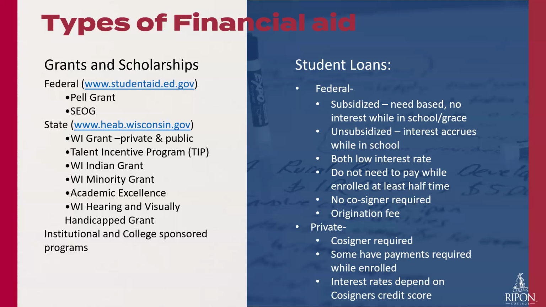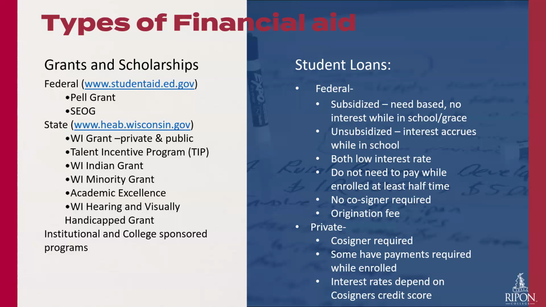The student is the borrower, and the student would be the person paying that loan back. Federal student loans come in two types, subsidized and unsubsidized, the difference being if there is interest accruing or not. In a subsidized loan, interest does not accrue while the student is in school or in a grace period, whereas in an unsubsidized loan, interest does accrue while the student is in school and in a grace period.